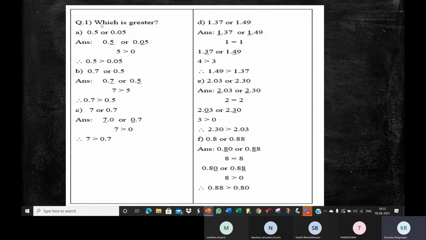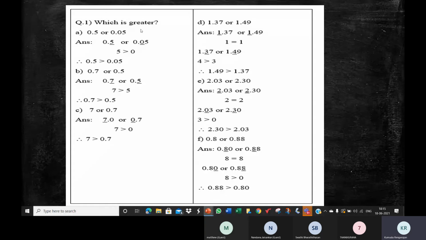Now this one, children, which is greater? Let's understand this first. Now we are given two decimals, 0.5 and 0.05. Now we need to compare and say which one is greater.